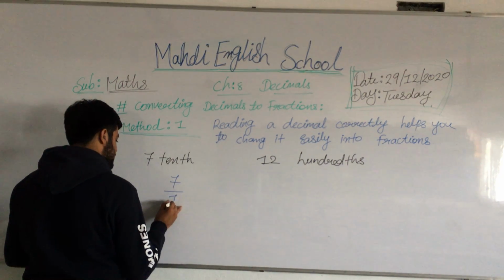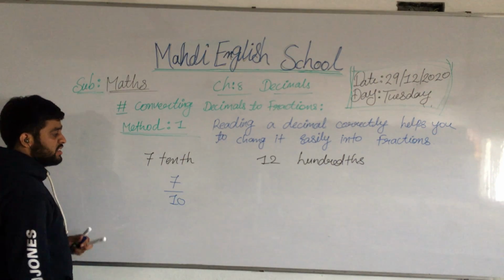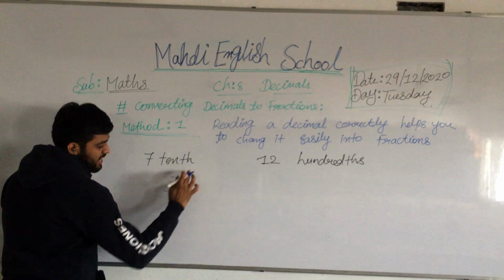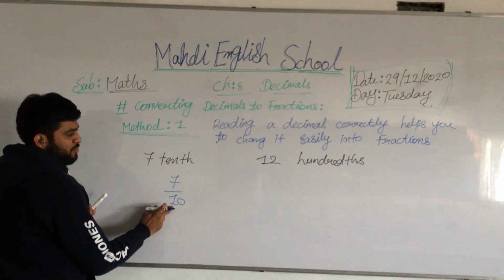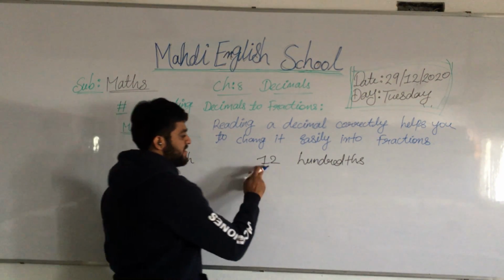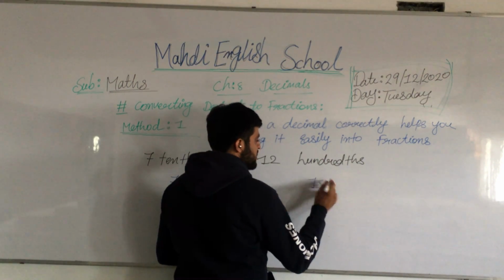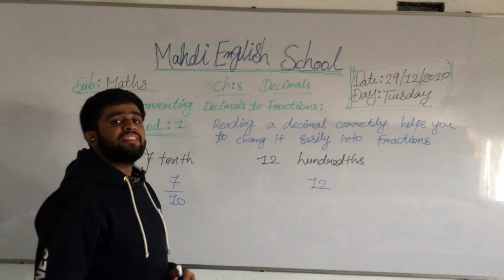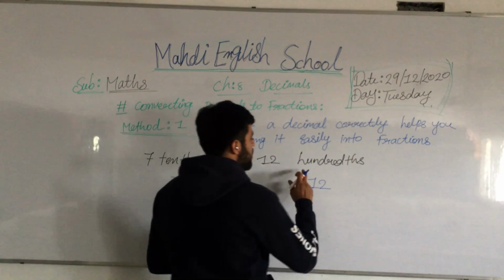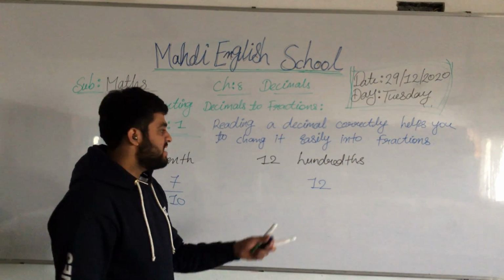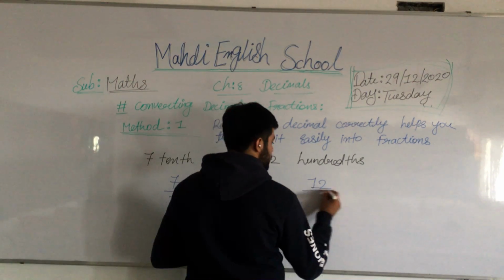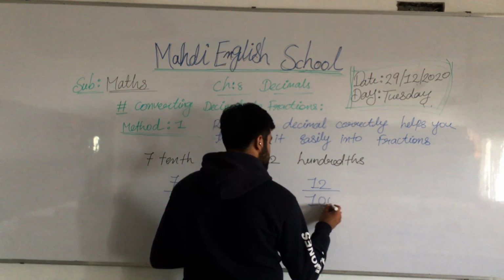7 upon 10. How do we know, my dear students? See this 10, so you put the 10. 7 as it is, and it's a 10, so we put the 10, and here 12, so we put the 12 as it is, and 100 is the decimal word, otherwise we speak 100, so we put the 100.